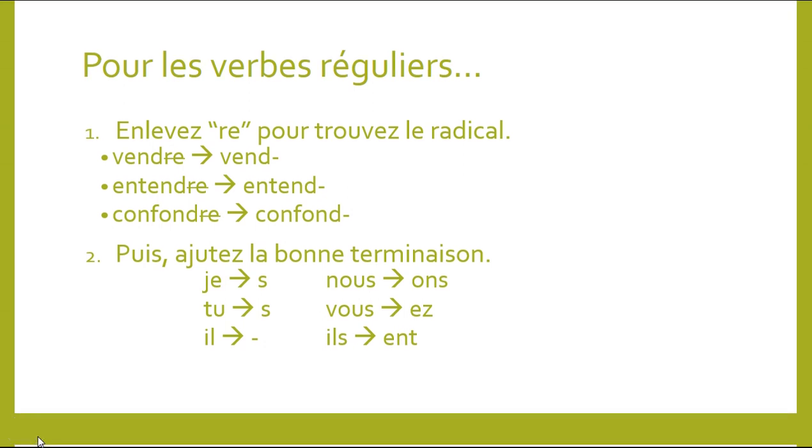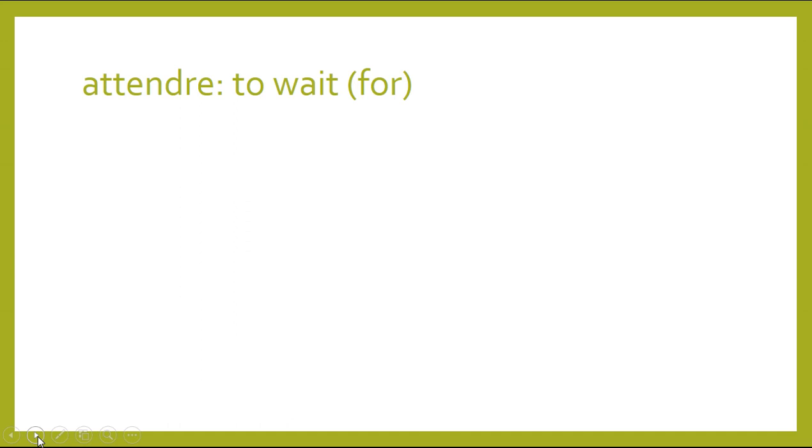So for an example, we're going to start with attendre, which means to wait for. J'attends. I wait, or I wait for. Notice that we took off the RE of the infinitive to find our stem, and then we added the ending S. J'attends. I wait. Tu attends. Again, we took the infinitive, took off the RE to find our stem, and then added the S to conjugate it in the present tense. Tu attends. You wait.